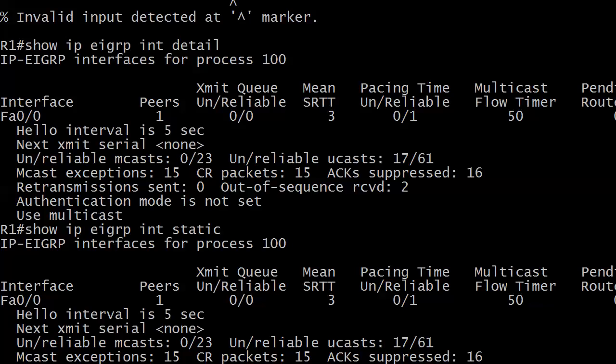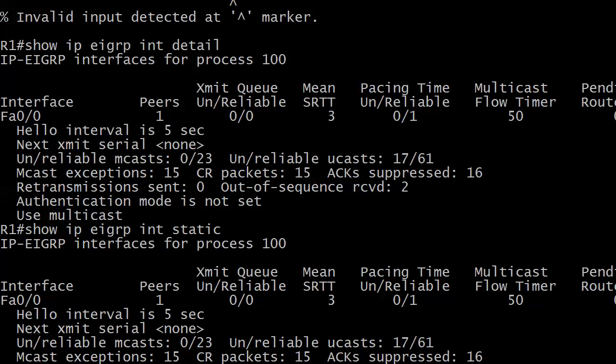You can see it's going to give you a lot of the same values here with multicast flow time or pacing time. Don't worry about this stuff yet. Most of what is in here you're just not using yet in your studies. But what you are using is the hello interval, because unless you change it and you see it in the config, this can be hard to find.